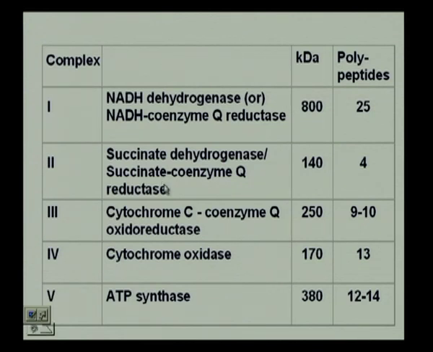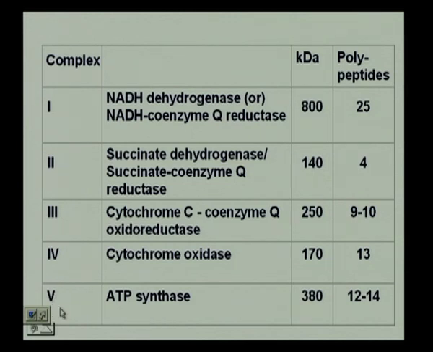The enzymes here are NADH dehydrogenase. So, as soon as we see NADH dehydrogenase, we know what the enzyme is actually going to do, right. Complex 2 has succinate dehydrogenase. So, again from the name of the enzyme, we can say what that is going to do. Complex 3 is cytochrome C or its coenzyme Q oxidoreductase. Complex 4 is cytochrome oxidase. Complex 5 is usually not mentioned, but that is the ATP synthase. That is the last part in the step that is going to actually produce the ATP.